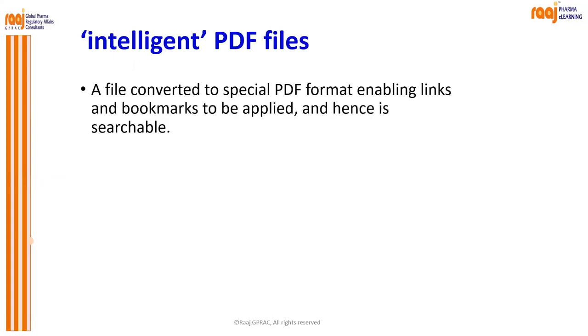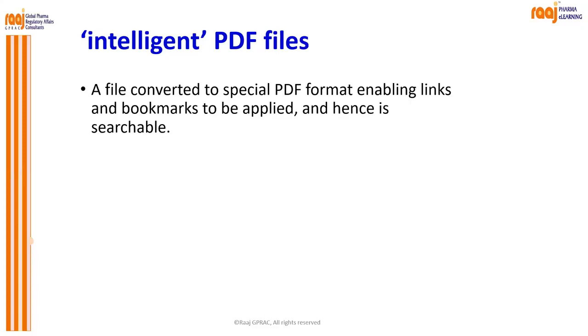Then an intelligent PDF file is converted to a special PDF format, enabling links and bookmarks to be applied, and hence it is searchable. So why is every PDF file called an intelligent file? Because it is searchable. See, each CTD comprises module 1, 2, 3, 4, 5. And if a reviewer wants to search for any particular file, say for example, the quality overall summary, it should be searchable. That is why it is also called an intelligent PDF file, so that it is searchable, and it is searchable because we are providing links and bookmarks, am I right?